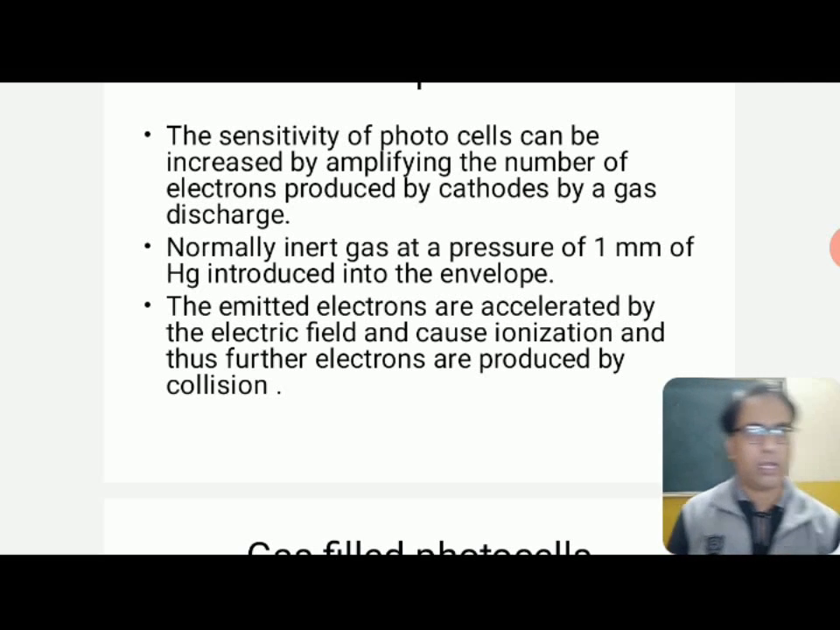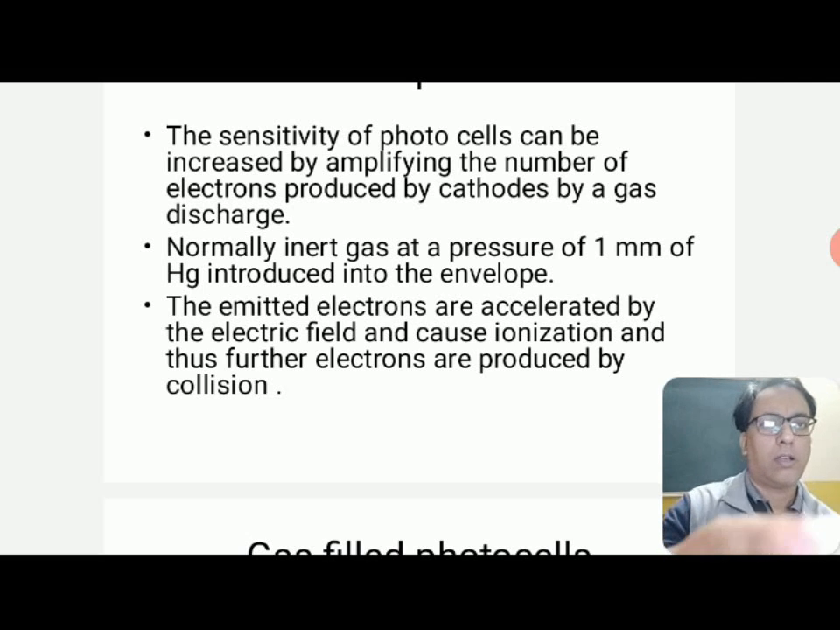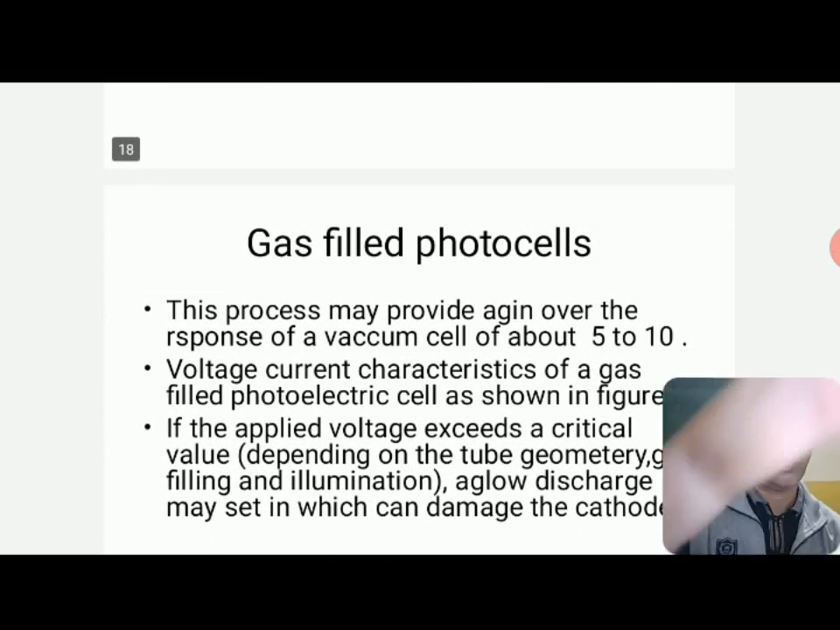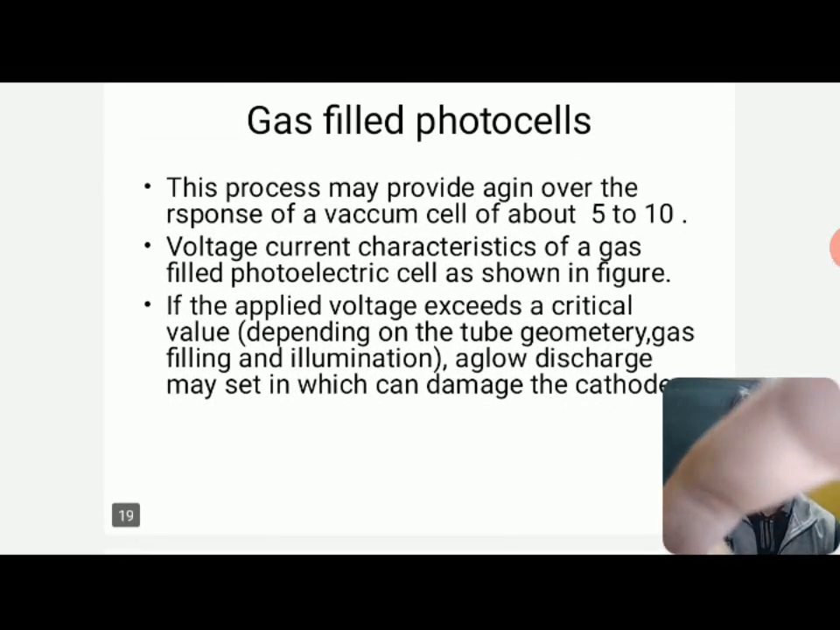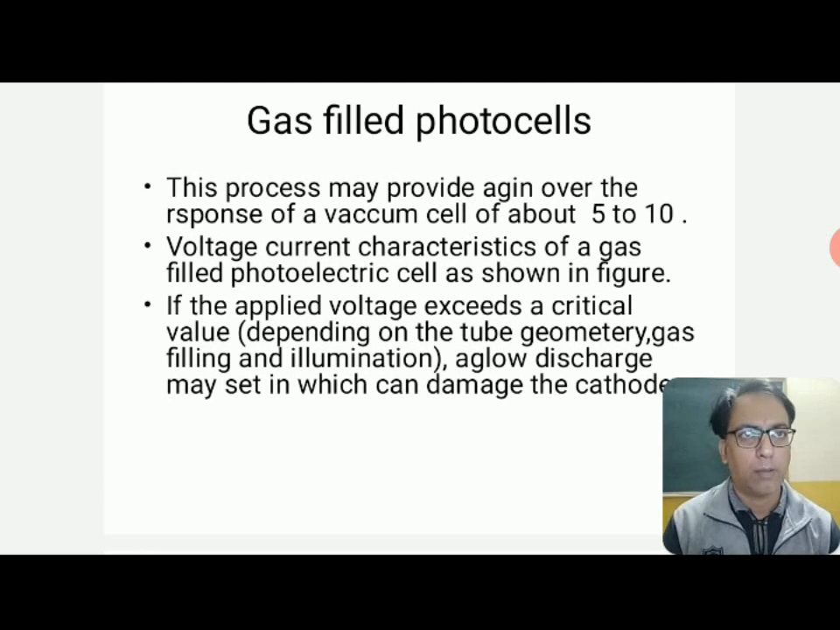In the discharge of gas, due to the applied electric field, the electrons strike the gas atoms and further electrons are produced, increased by collisions and ionization. This process may provide a gain over the response of a vacuum cell of about 5 to 10 times. So a 5 to 10 times gain can be seen by using gas in our photocells.